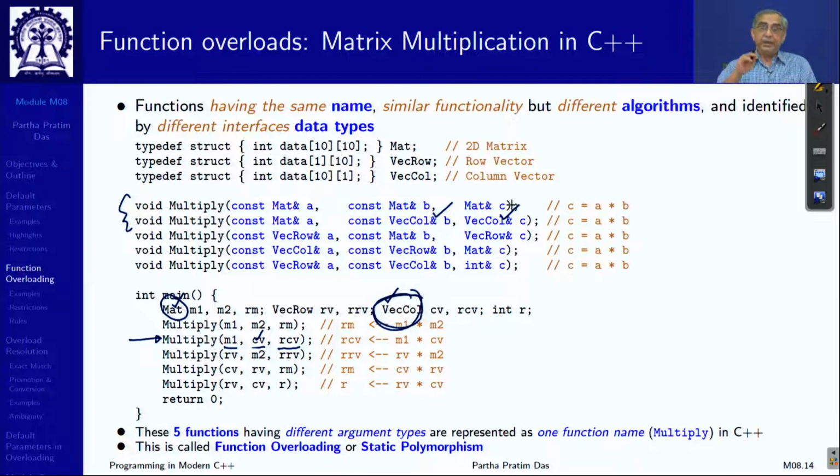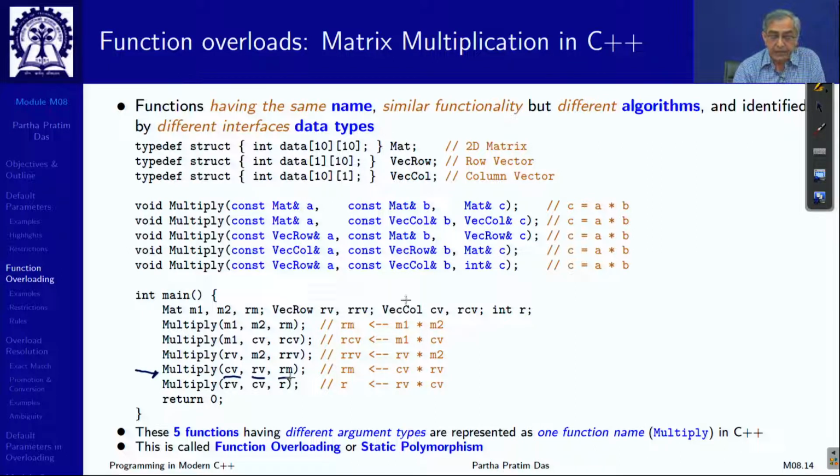And you can see that between any two functions, if you consider the types of parameters from left to right, there is something which is distinct. For example, just for better understanding, let us take the fourth one, CV, RV, RM. CV is vec_col. This does not help, because this immediately gets you here. There is only one function which has vec_col as the first parameter. So, let us look at something which can be more confusing. Let us look at 5.